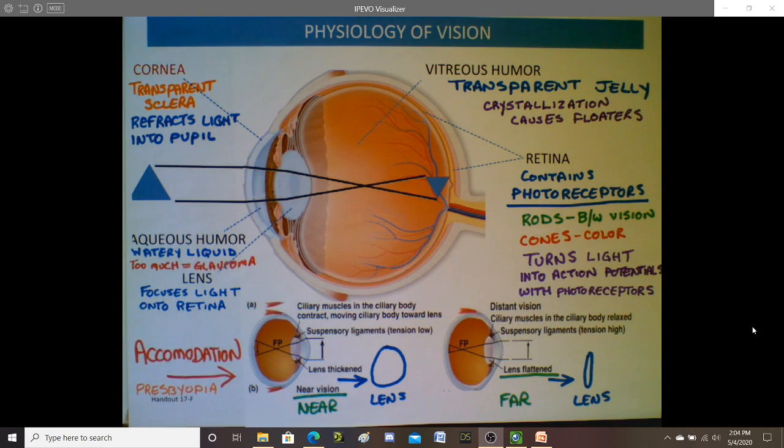Okay, so that takes care of our final handout. For the rest of the chapter, we're going to be just using our PowerPoint and talking a little bit more about vision and then get into hearing.